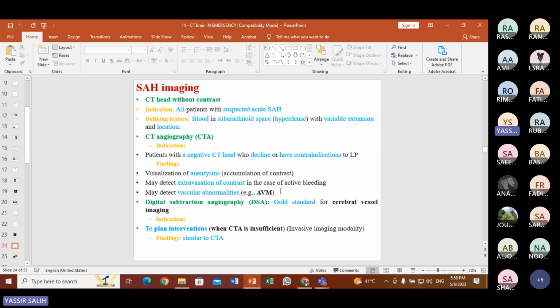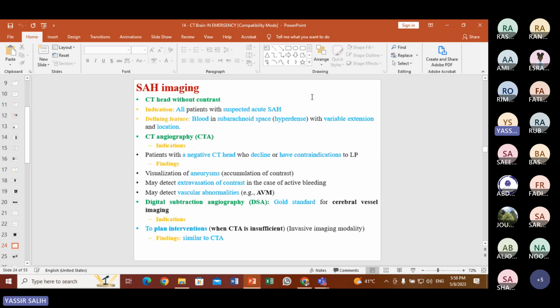We talked about how to perform this digital subtraction. This is digital subtraction angiography, usually done when the CTA is insufficient, to plan intervention. As we know, it is an invasive imaging technique. The digital subtraction needs a catheter and oxygen, so it is an invasive technique. The findings are the same as these: you may see an aneurysm, contrast extravasation, or an arteriovenous malformation.